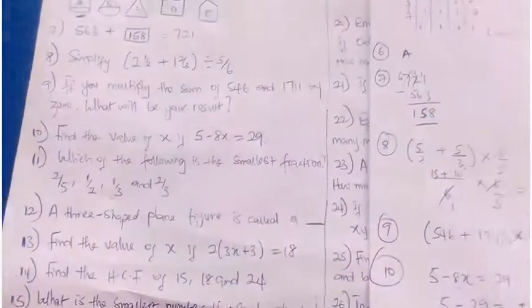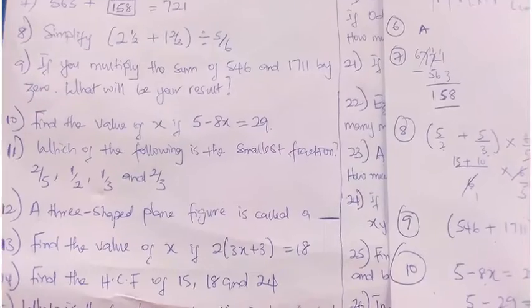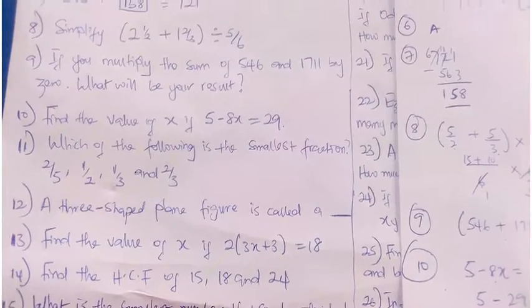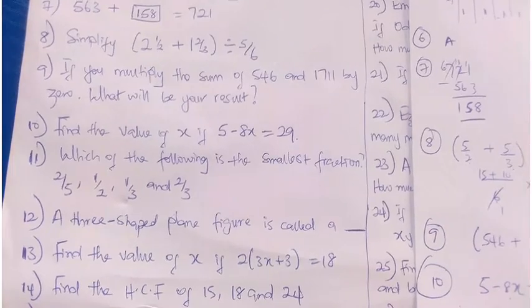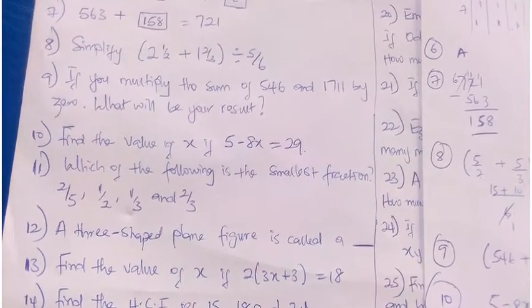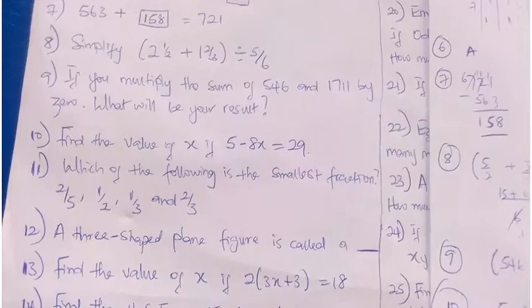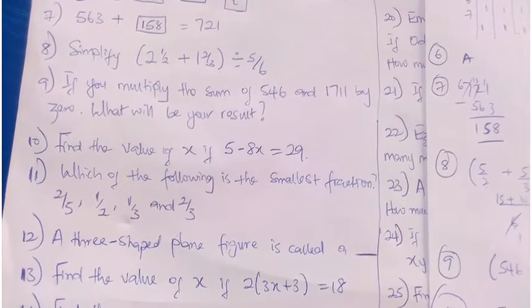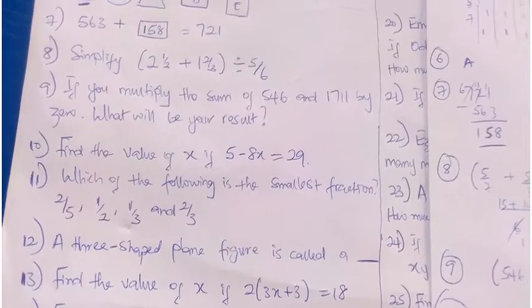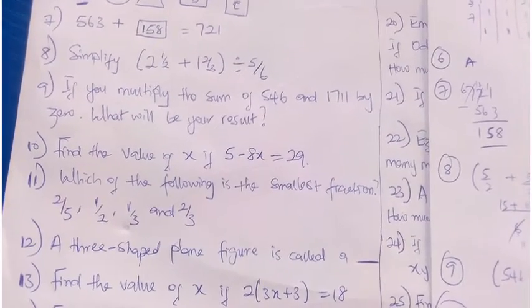Number 11 question. Let's see number 11 question. Which of the following is the smallest fraction? Now, to know the smallest fraction, it is best to convert to decimal fractions. When you convert to decimal fractions, you can easily know which is the smallest. 5 in 2 is 0. 5 in 20 is 4. 2 in 1 is 0. 2 in 10 is 5.